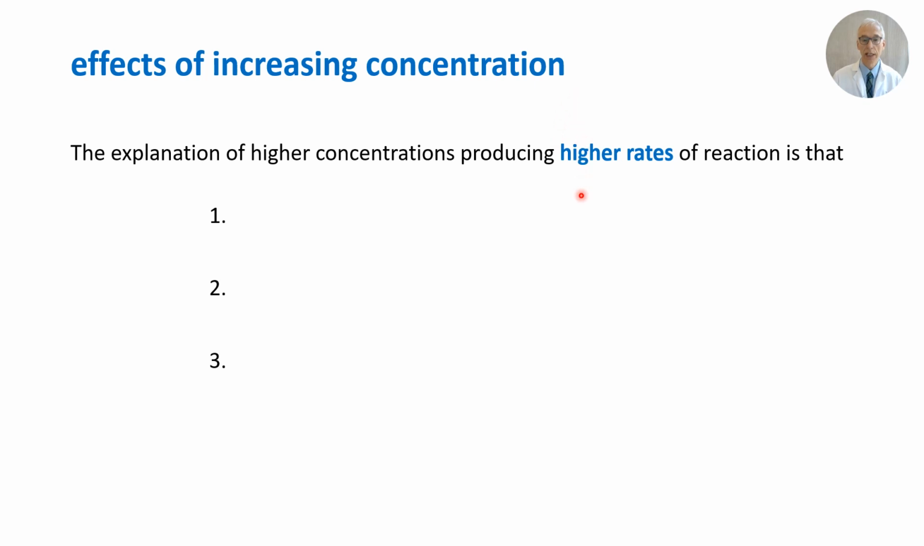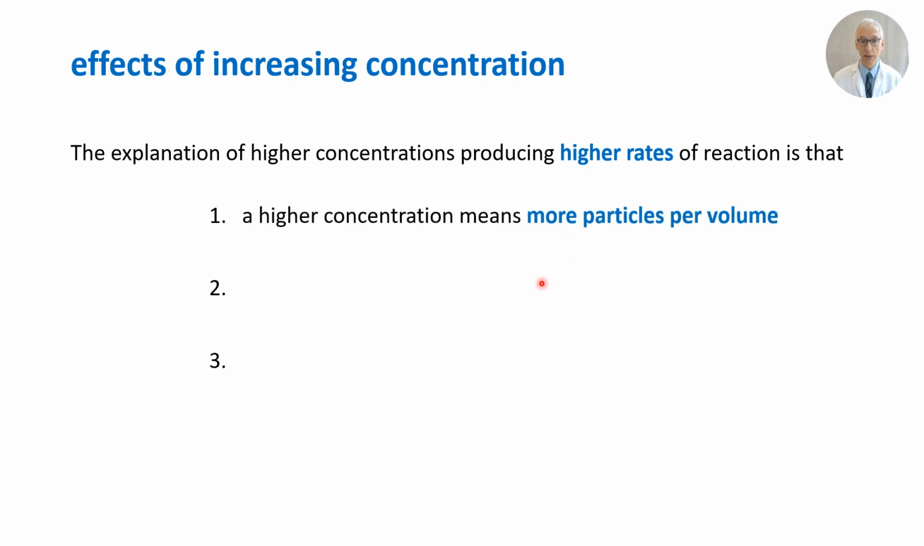So here is a task for you. The explanation of higher concentrations producing higher rates of reaction is that, could you link three ideas together to explain how higher concentrations lead to higher rates using collision theory? Pause, write your three statements, come back to check when you are ready.